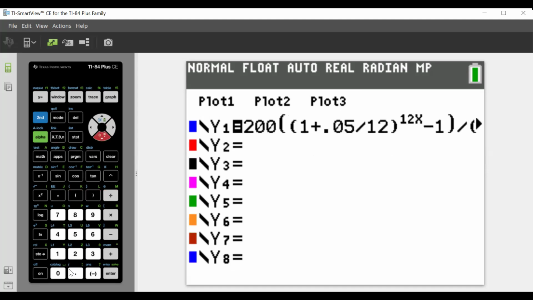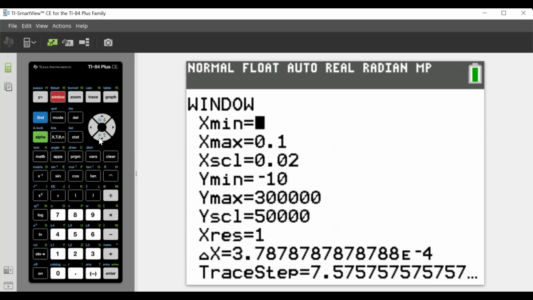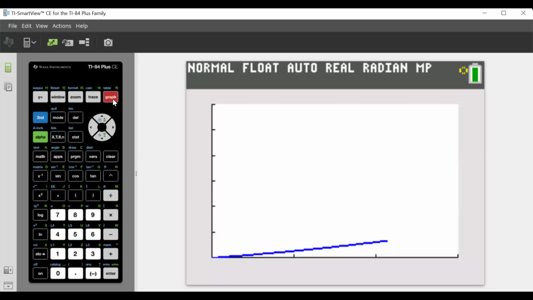The other one, invested 10,000 times 1 plus 0.075, and that's divided by 12 because it was monthly also, and then that was raised to the power of 12x. All right, so now we need to figure out where our window is going to be for this. Maybe let's do years. I don't know when it's going to be. Let's do 15 years, and let's go by 5. I don't know what the graph is going to look like, so let's do that and see.